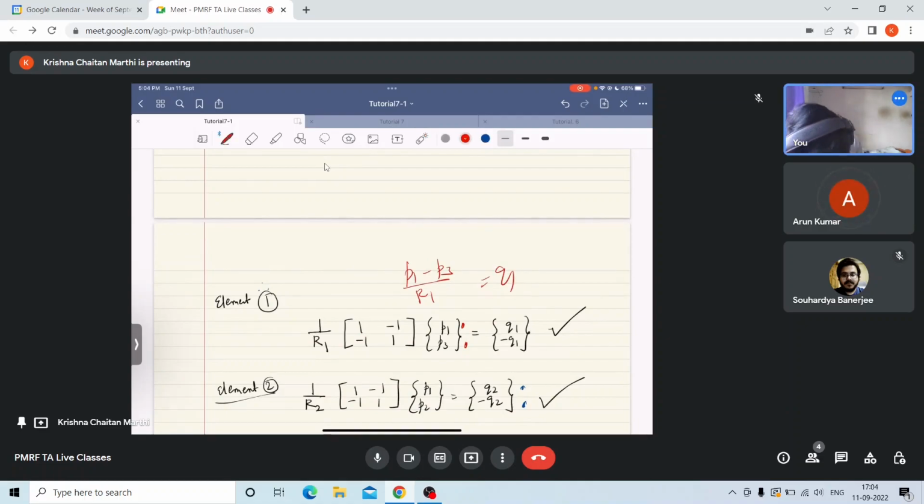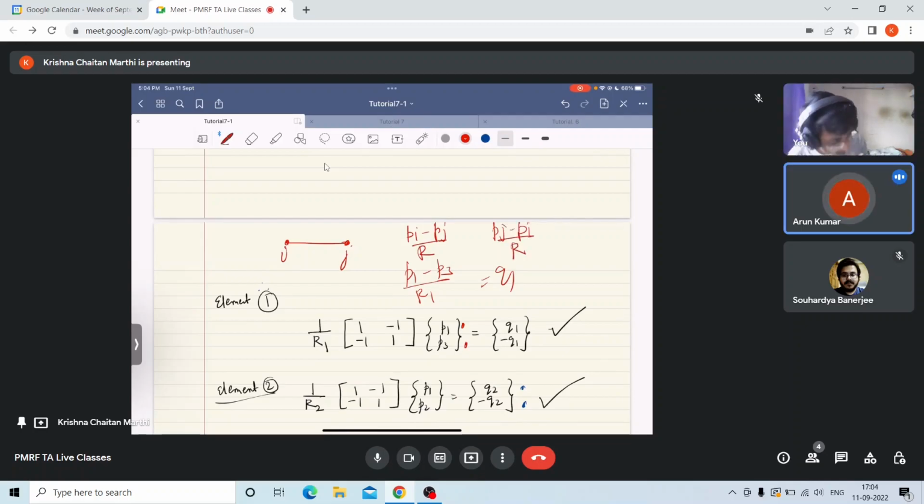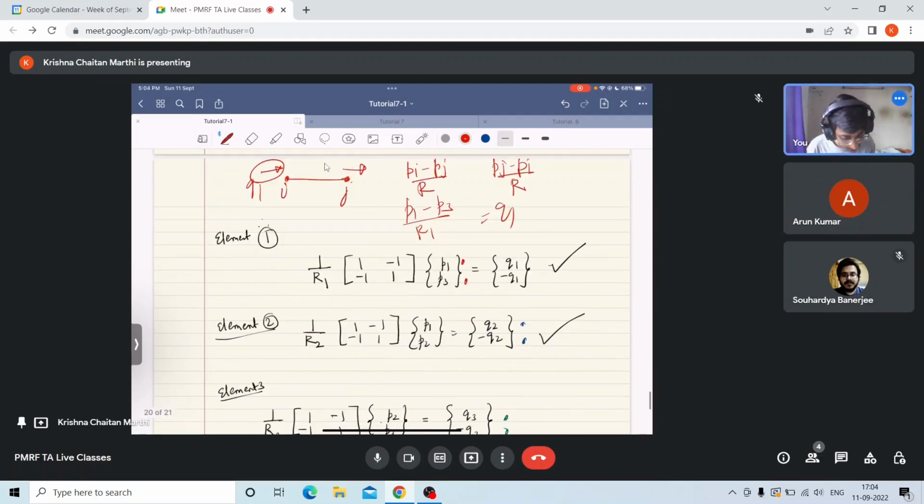Let us say this is I, this is J. Basically, I have written Pi minus Pj divided by R, and the second equation, if you see, it is nothing but Pj minus Pi divided by R. So basically, this is entering the node, this is leaving the node. So Q1 is entering, the same thing for the element. Here also you can see Q2 minus Q2.